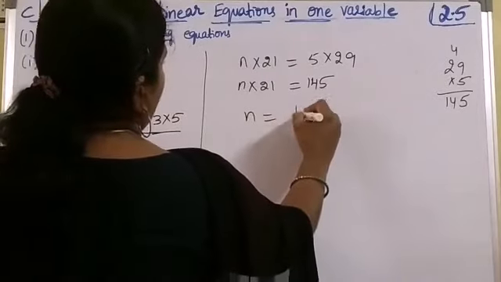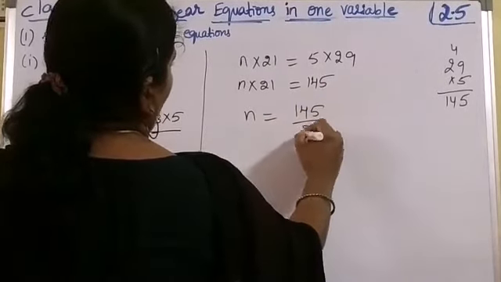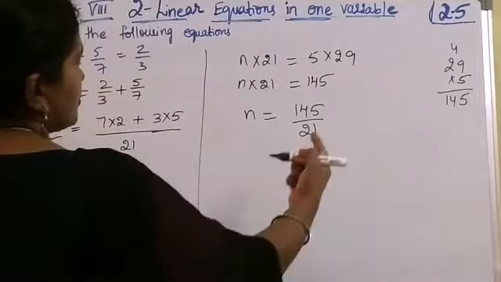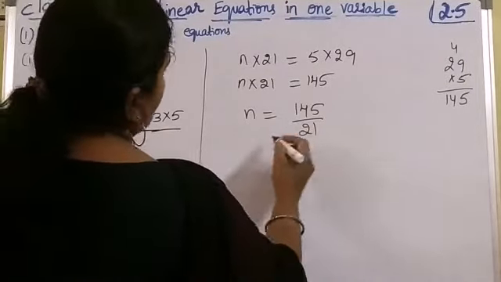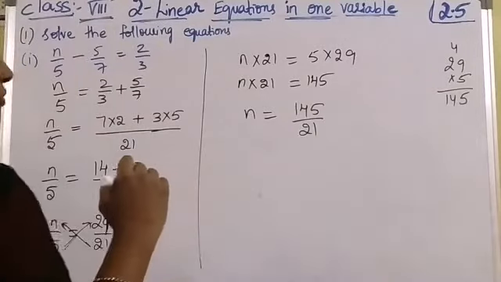So what is n here? 145 by 21. Is any cancellation possible? Will 145 and 21 go in any table? No. So n equal to 145 by 21 is the answer.